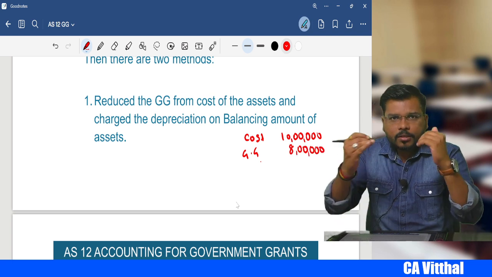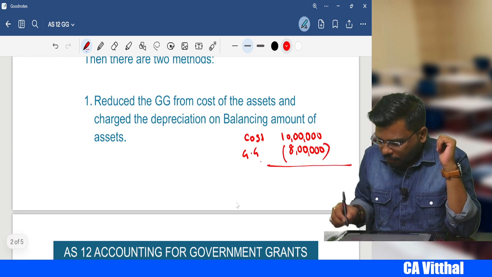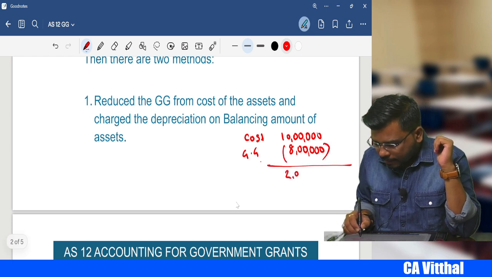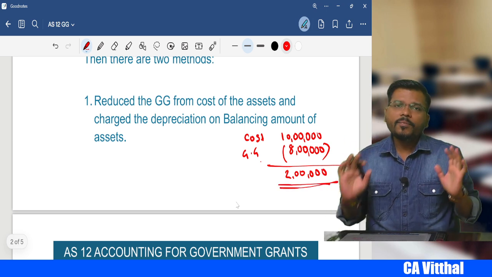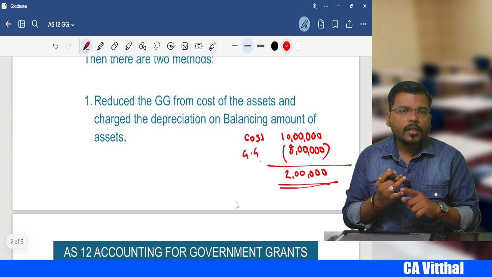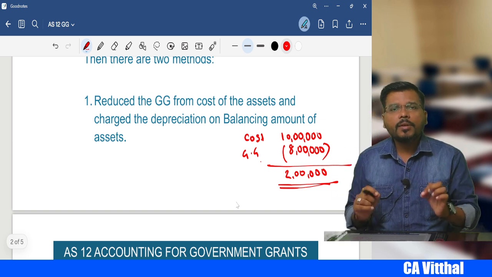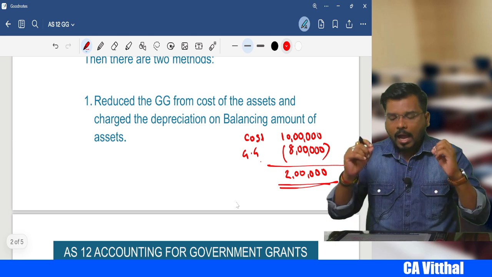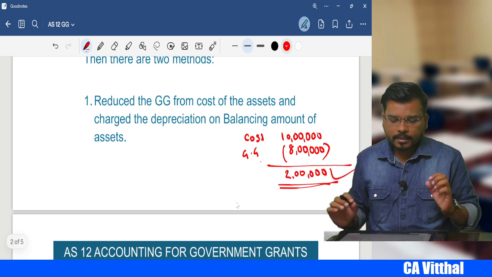Then what will you do, my dear student? Reduce the government grant from the cost of the asset. How much is the balance amount? 2 lakhs. On this 2 lakhs, you should charge the depreciation. This is method number 1. If the government grant is related to a depreciable fixed asset, then the first method is to reduce the government grant from the cost of the asset and depreciation will be charged on the balancing amount.